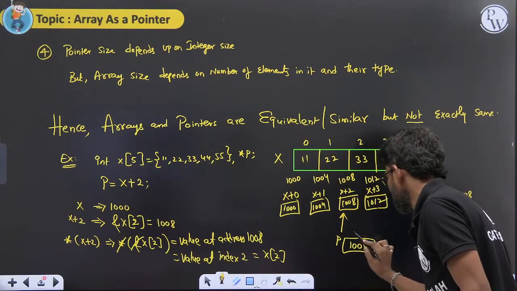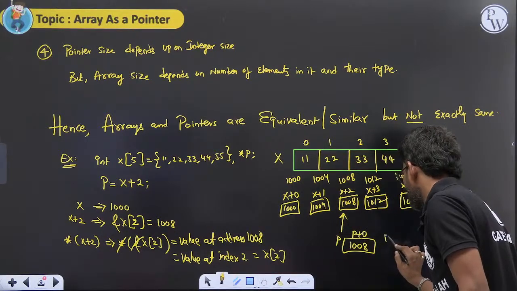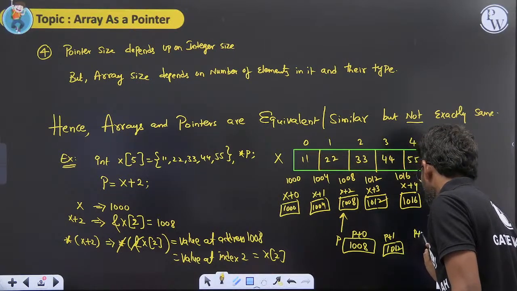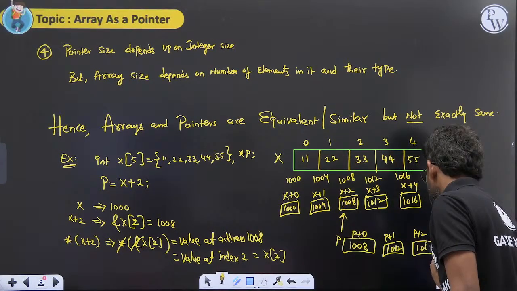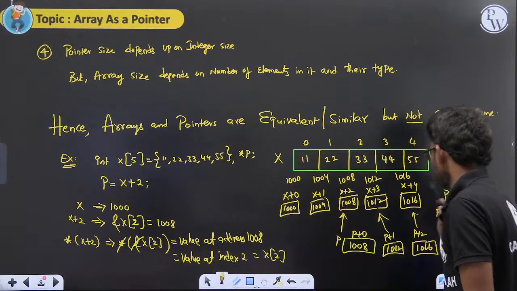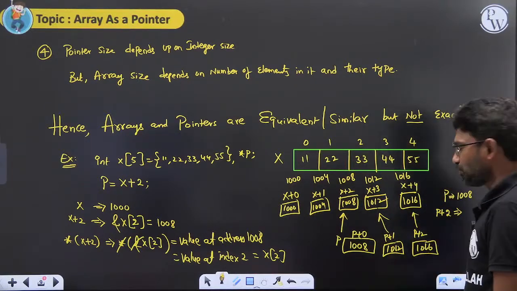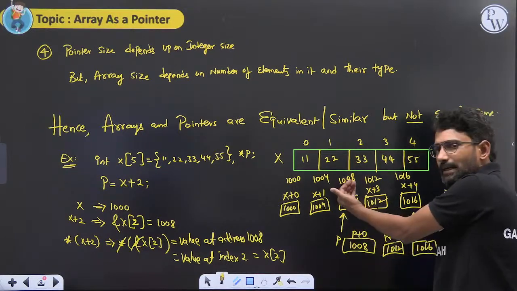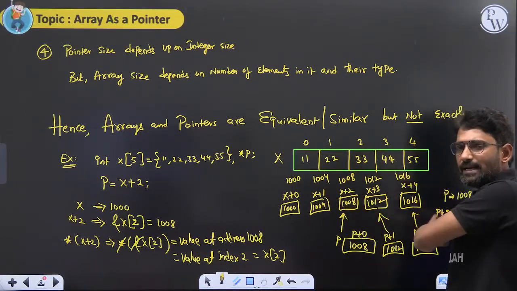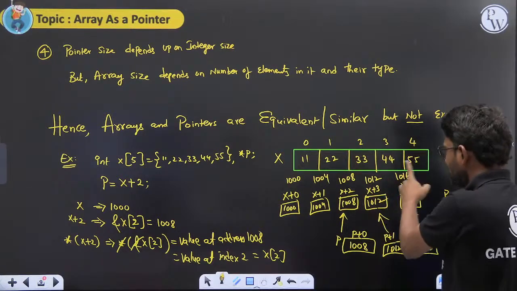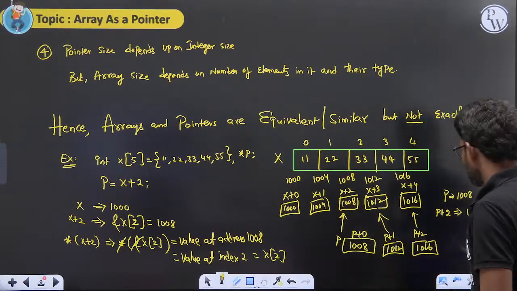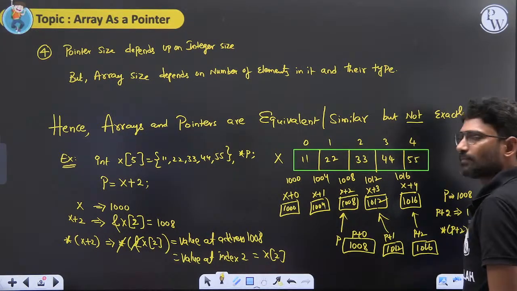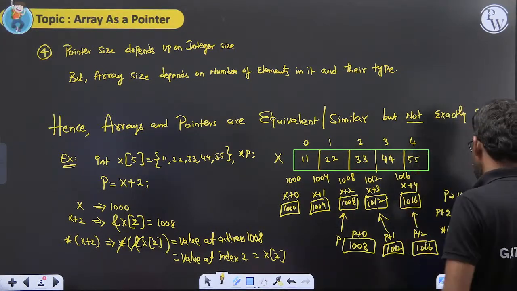When this is P, it means nothing but P plus 0. P plus 1 means 1012. P plus 2 means 1016. So what would be P plus 2? 1016. That is where P is to its next second element address. Similarly, if I say star P plus 2, the value at that address, that is 55.